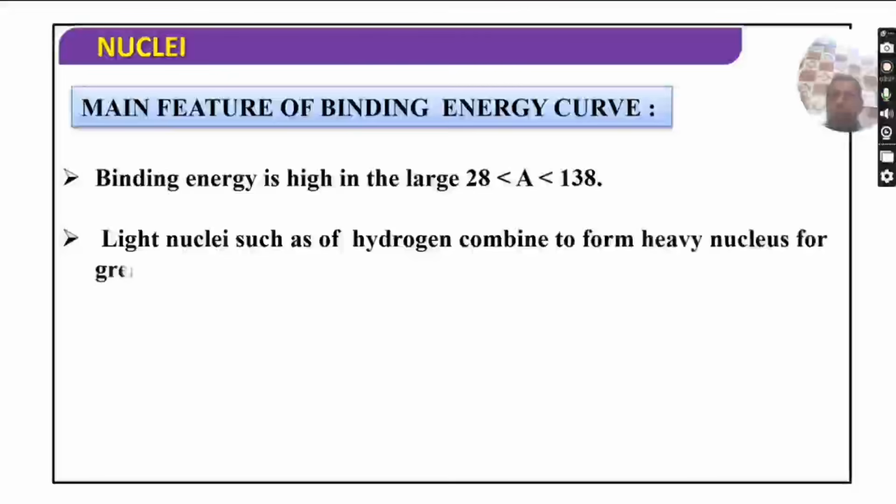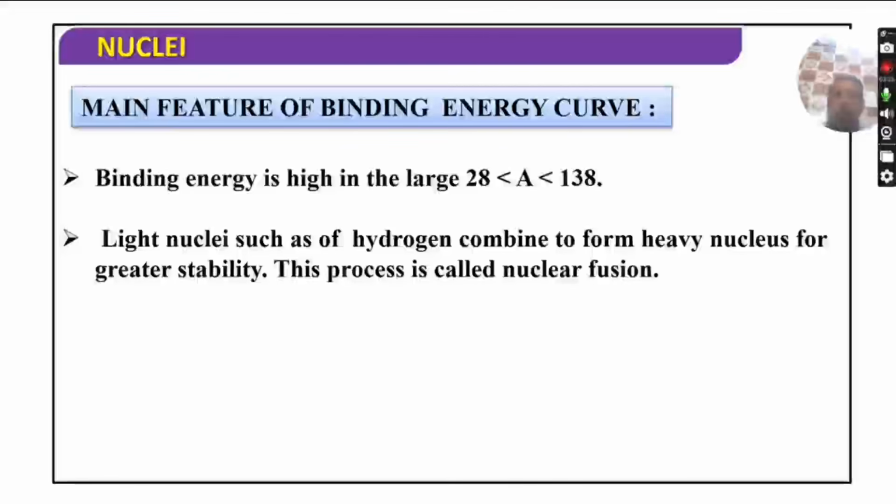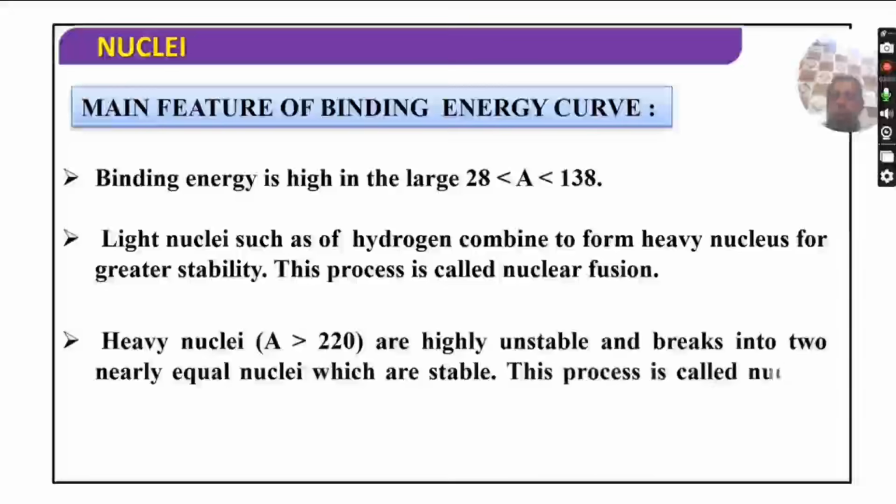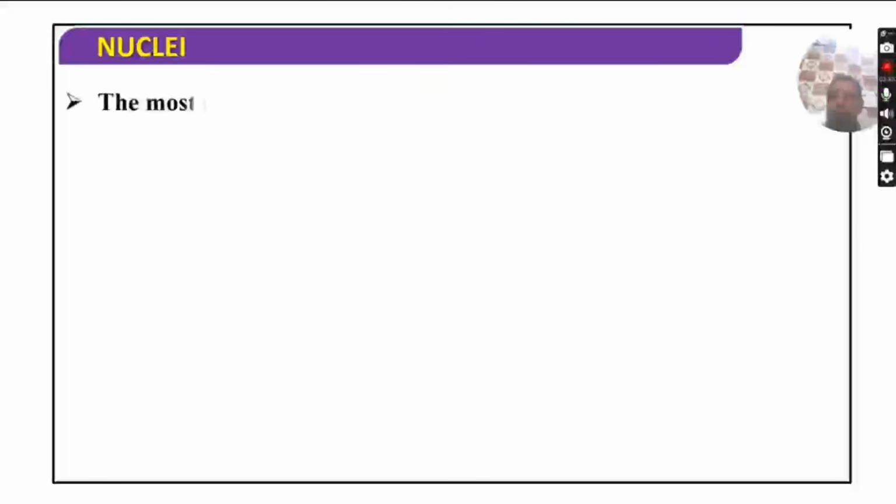Light nuclei such as of hydrogen combine to form heavy nucleus for greater stability. This process is called nuclear fusion. Heavy nuclei with A greater than 220 are highly unstable and break into two nearly equal nuclei which are stable, and this process is called nuclear fission.